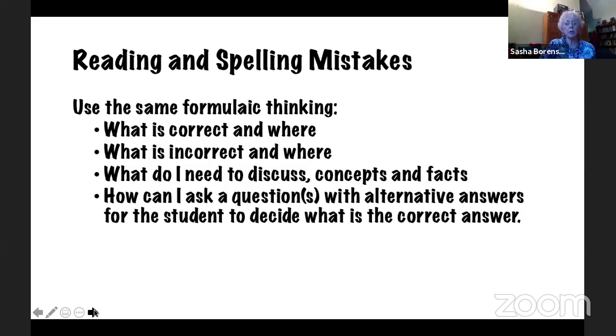And the only difference between this slide and the last is when I ask my students questions after I've retaught or discussed the concepts or facts, I want to ask a question with two possible answers. So can you use a C or can you use a K? All right.